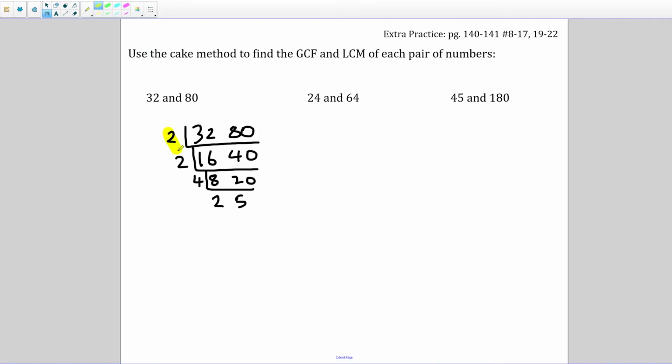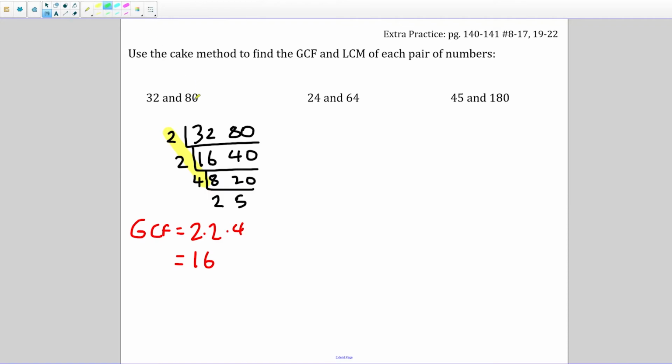So I'm going to look at the left-hand side here. I notice that my numbers on the left are 2, 2, and 4, which means that my GCF is simply those numbers multiplied together. So in this case, my GCF is equal to 2 times 2 times 4, which is the same thing as 16.